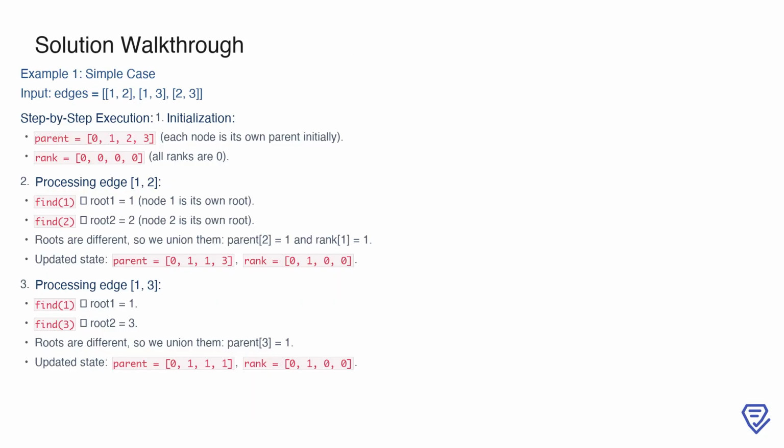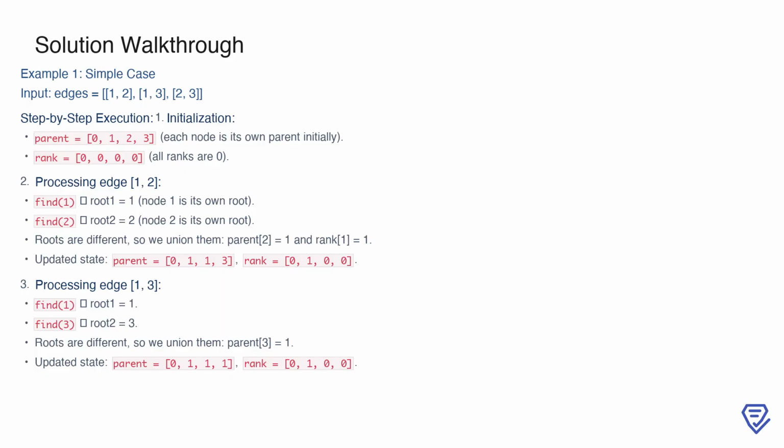To solve the problem, we'll use the union find algorithm. Let's start with a simple example where the input edges are [1, 2], [1, 3], [2, 3]. Initially, each node is its own parent, and all ranks are set to 0. This means our parent array is [0, 1, 2, 3], and rank is [0, 0, 0, 0]. Now, we process the edges one by one.